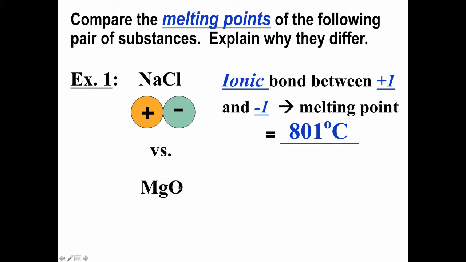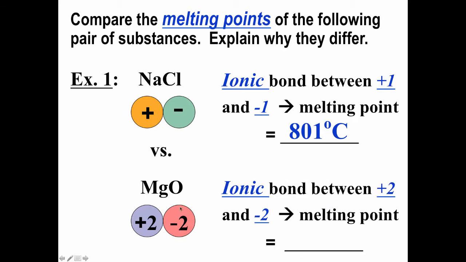You might think about this for a minute and see if you can predict what kind of melting point magnesium oxide would have, compared to sodium chloride. And if you think about it, you'll note that magnesium oxide also has an ionic bond, but its bond is between a positive 2 charged magnesium ion and a negative 2 charged oxide ion. And as you would probably predict, the attraction between +2 and -2 is quite a bit stronger than that between +1 and -1. And the melting point is, as a consequence, quite a bit higher, 2,852 degrees Celsius to melt magnesium oxide.